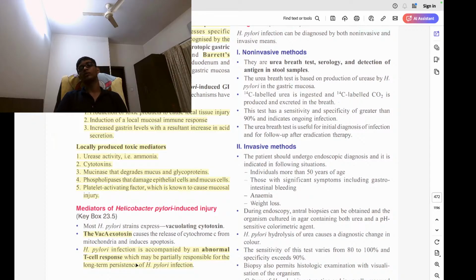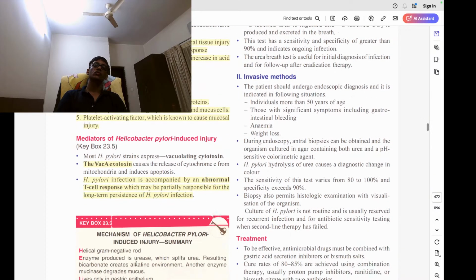The urea breath test is useful for initial diagnosis of infection and for follow-up after eradication therapy. Then, invasive methods. Patients should undergo endoscopic diagnosis, which is indicated in the following situations: patients more than 50 years of age, those with significant symptoms including gastrointestinal bleeding, anemia, weight loss.